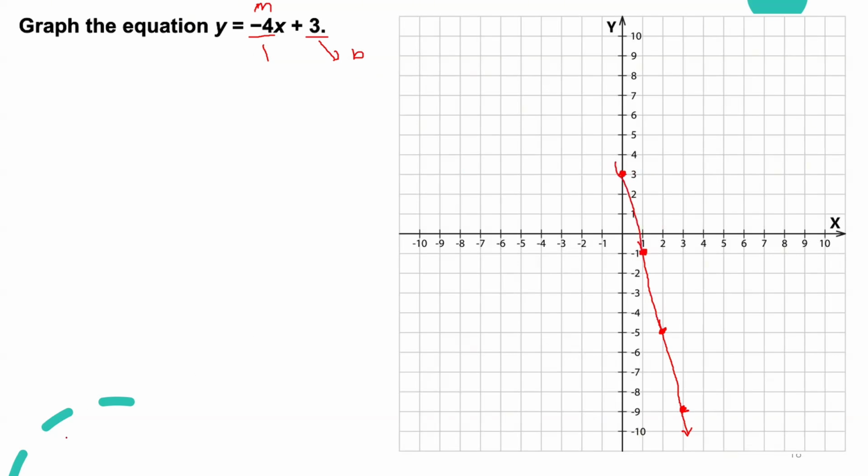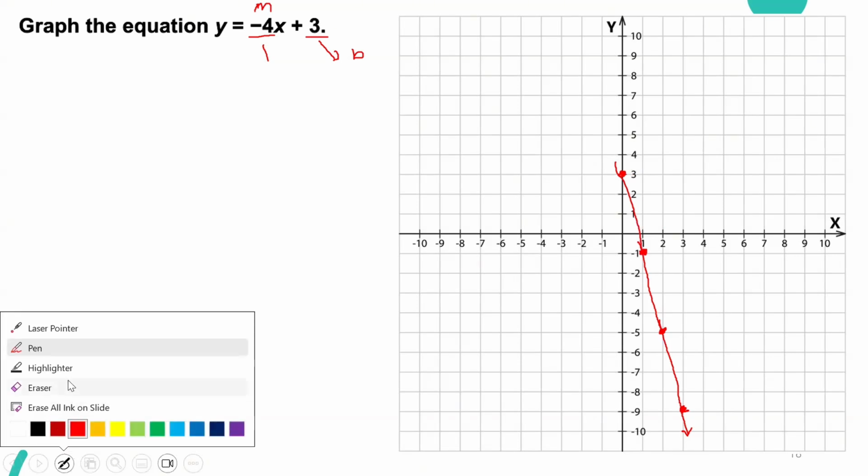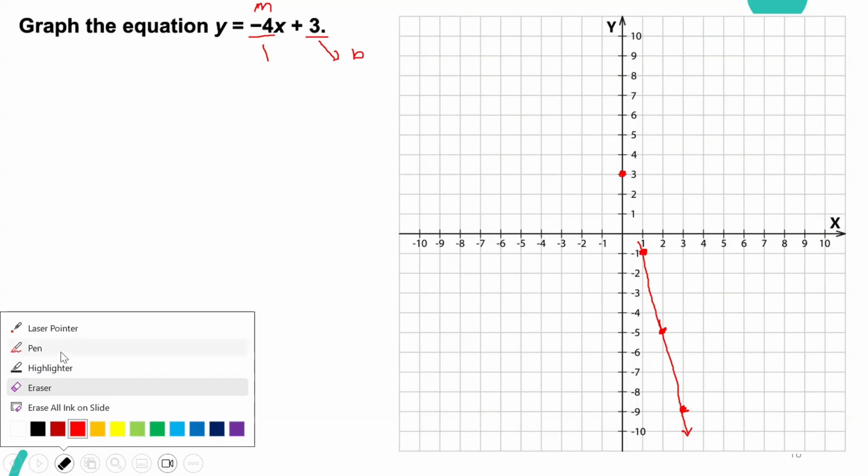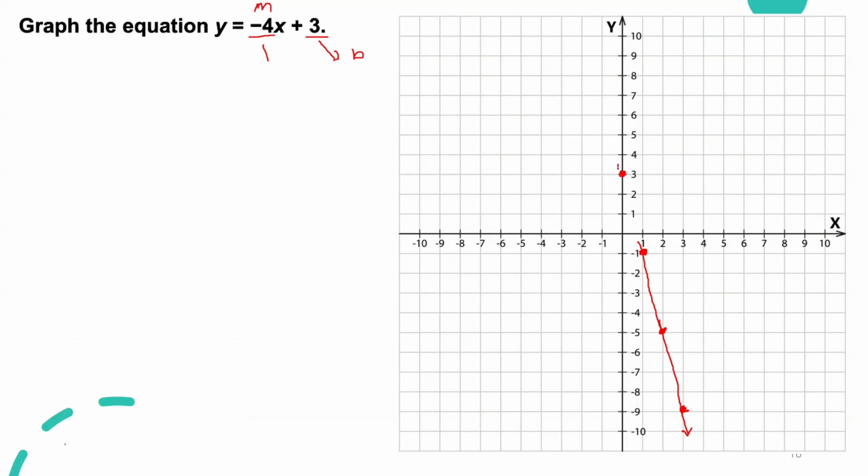Because remember, the graph is not complete until you draw a straight line through those points. All right, so I put my arrow at the end, and that is my line. So this line is y equals negative 4x plus 3. All right, again, this is how you graph an equation in slope-intercept form.